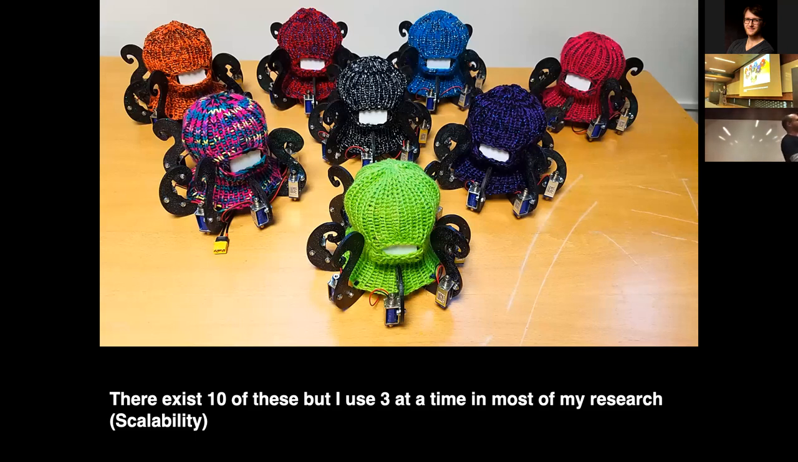But I would counter-argue that it's not about the number of robots you have, it's about how the system scales as you add more robots. However many robots you have in the swarm, you should be able to add another robot, and that robot should automatically join in and start behaving in the desired way. And 3 is the minimum number of robots that I can use to start studying some of the things that I'm interested in.